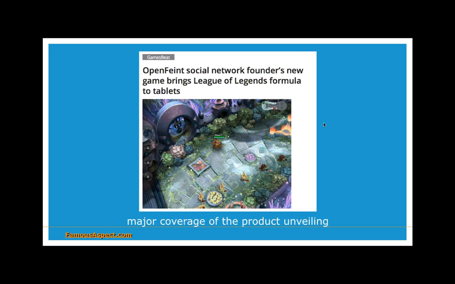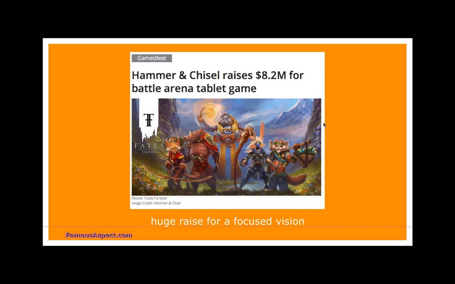And then some years later, the OpenFate founders' new project was announced. It was Fates Forever, and it was a beautiful-looking game, tablet-focused, trying to be the first to market with the tablet-focused MOBA. And it got massive, major coverage for a mobile game. And then, based off the strength of the founders and the press and charisma and the quality of the product and the value of the idea, they raised $8.2 million for their game, which is a huge raise.